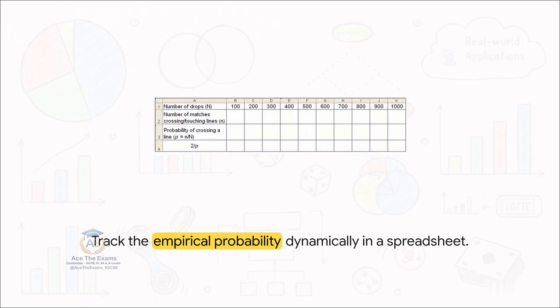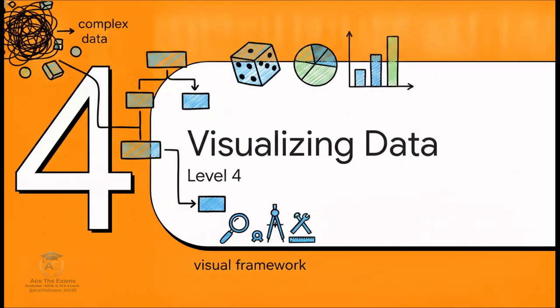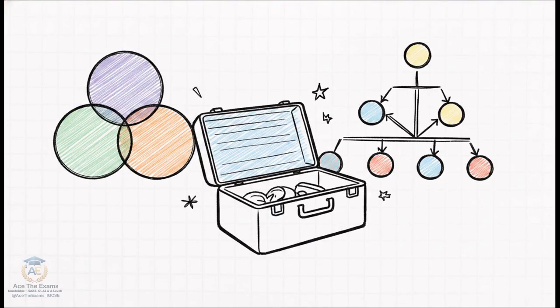Oh, and take a quick glance at row 4, calculating 2 divided by p. Keep that little formula tucked in the back of your mind for later. Which brings us to our final challenge today. Level 4, Visualizing Complex Probability. When exam data gets tangled up, you really need the right visual framework to decode it.